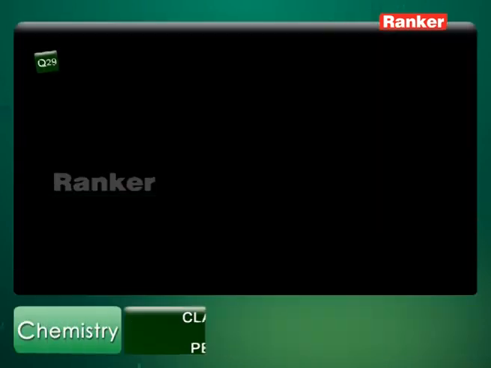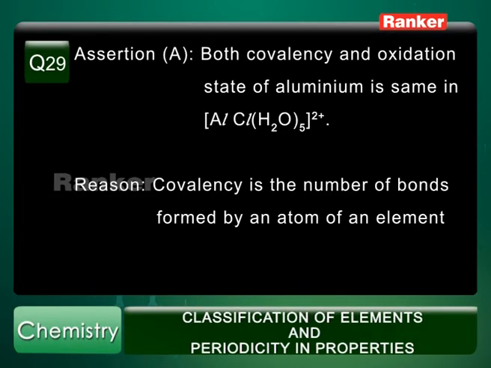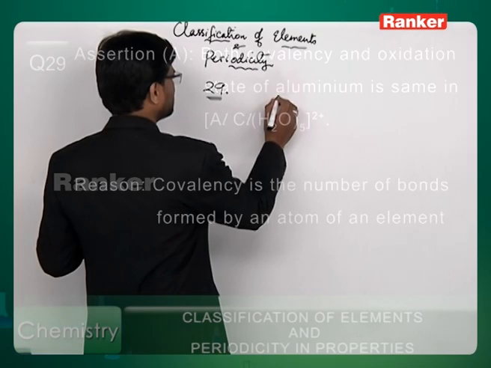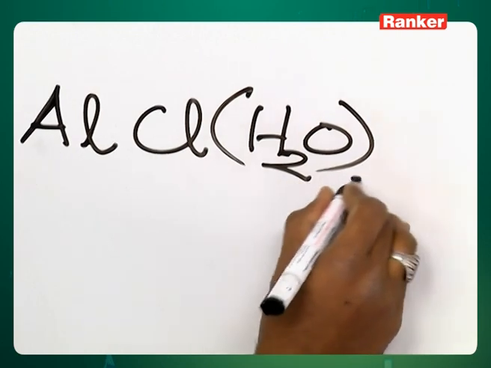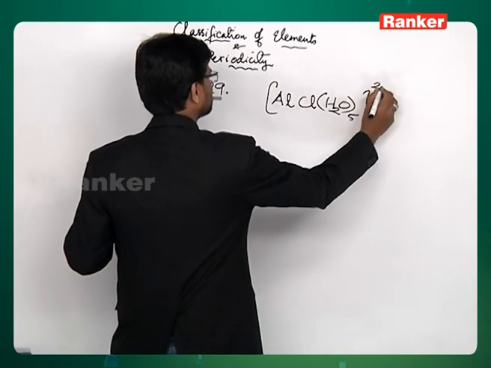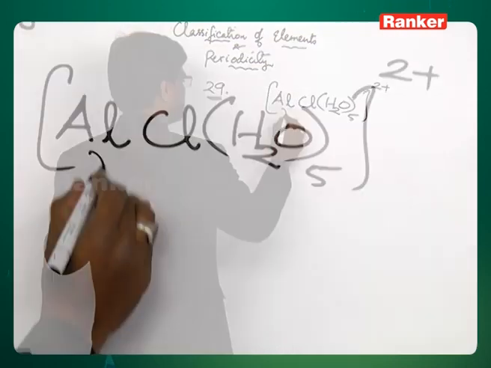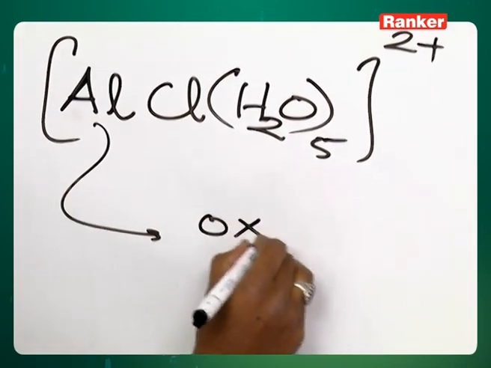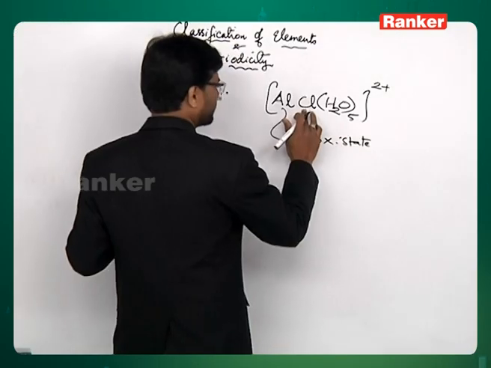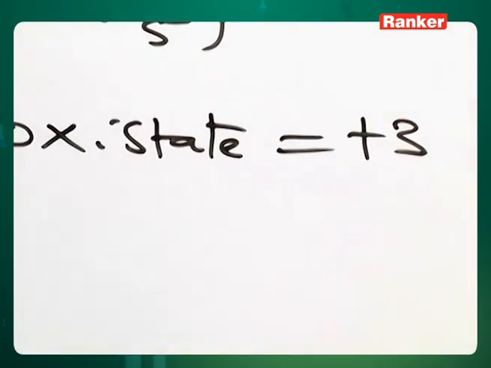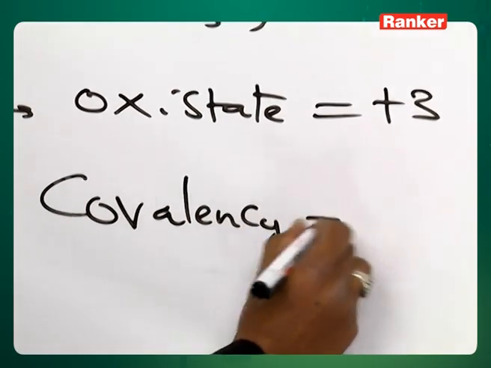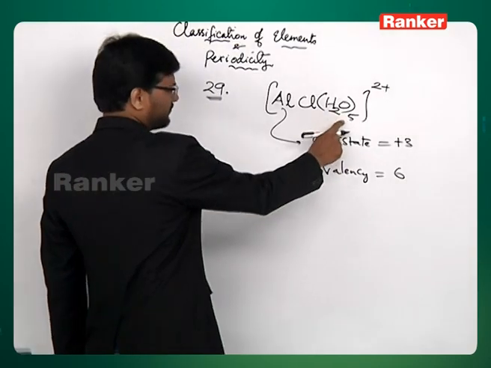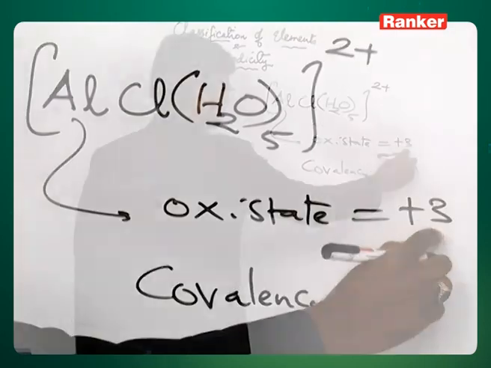Question number 29. The assertion is both covalency and oxidation state of aluminum is same in [AlCl(H2O)5]2+. Here, the oxidation state of aluminum, because you have one chlorine here, comes to +3. This is oxidation state, whereas covalency is 6 because it is surrounded by 5 water molecules and chlorine, covalency is 6. So they are not same.